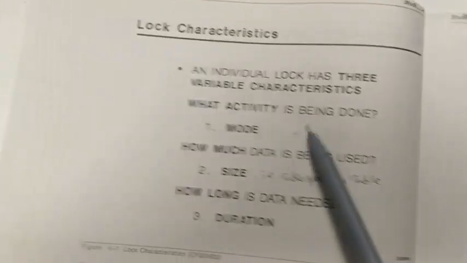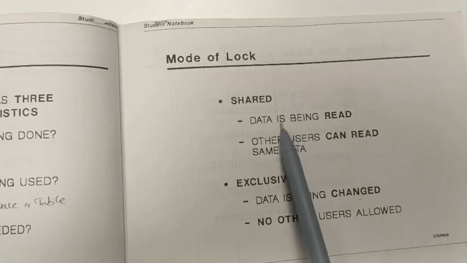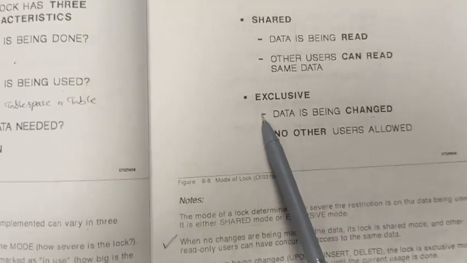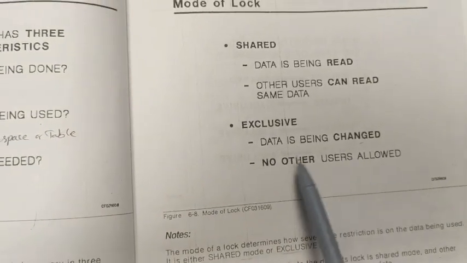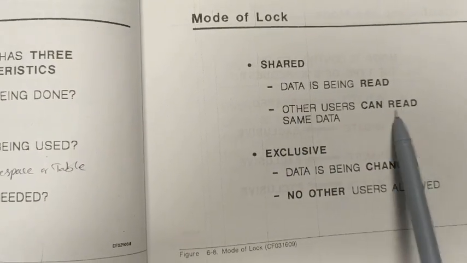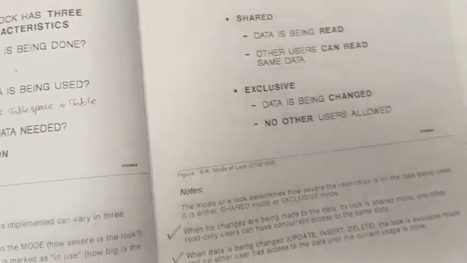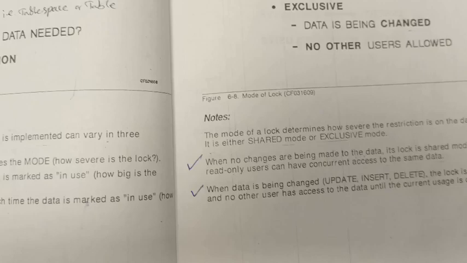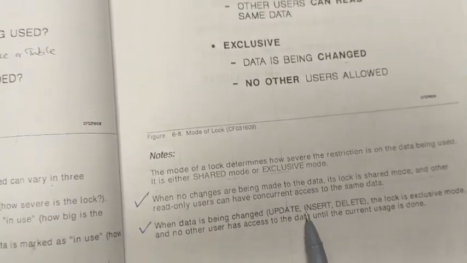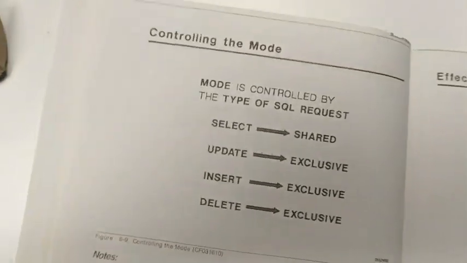You can see the first one is the mode, here the share mode. Share mode means that whenever data is being read, other users can read the same data too. Exclusive mode means data is being changed and no other user is allowed to change it. With share mode, the data is being read and other users can read the same data, but in exclusive mode the data is being changed and other users are not allowed to change the same data. For example, share mode is for a select statement, and for update, insert, and delete we have to use an exclusive mode of lock.